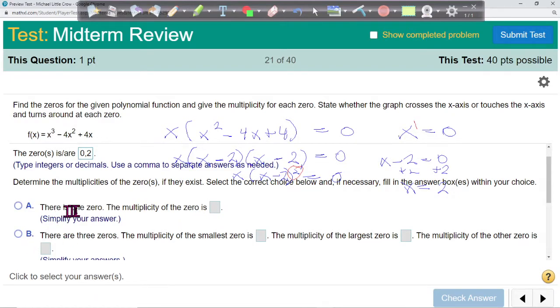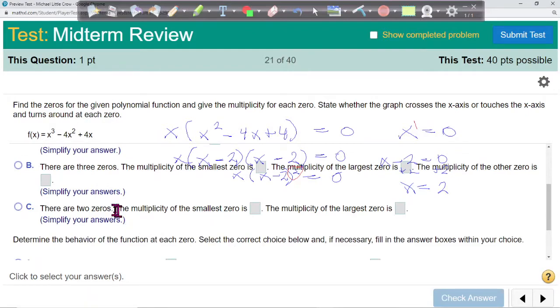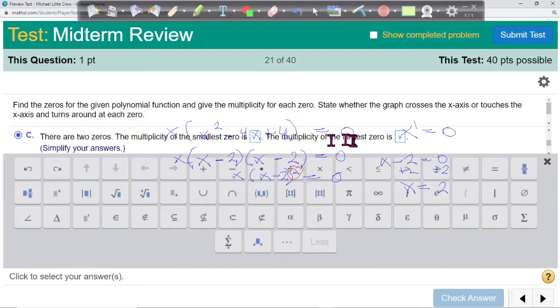Determine the multiplicity. There is one zero, the multiplicity of the zero is this. There are 3 zeros? There are 2 zeros. We found just 2 zeros. The multiplicity of the smallest zero is, then that's x equals 1 or x equals 0. That's going to have a multiplicity of 1.